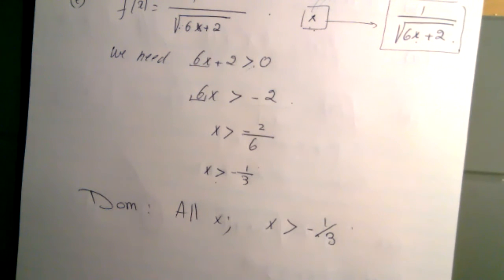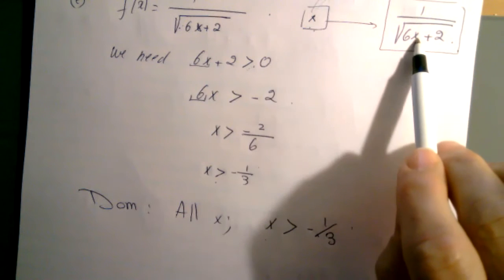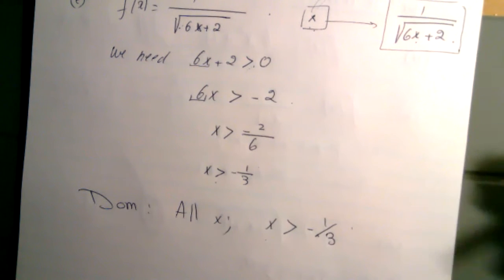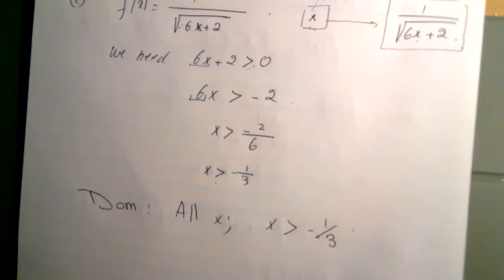However, can I put 0? Yeah, 0, yeah, because it's bigger than -1/3. Also, if you put 0 for x, you're going to get the square root of 2, which is an honest-to-goodness real number. This is what we mean by the domain. Okay, so review those problems.